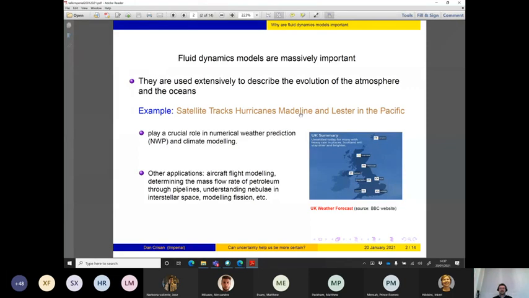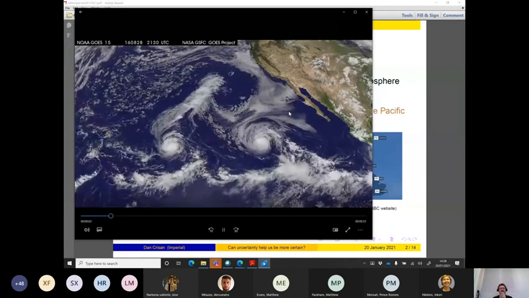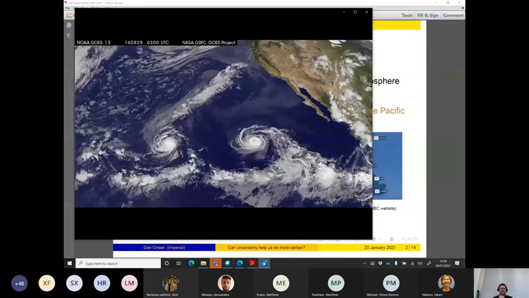Under the crust, there's a fluid core. We are made of fluids. It's hard to think of any human activity that will not involve fluids in one way or another. But the two bullet points that I have in here are related to essentially modeling the evolution of the atmosphere and the oceans. And I have here some satellite imagery taken from NOAA.